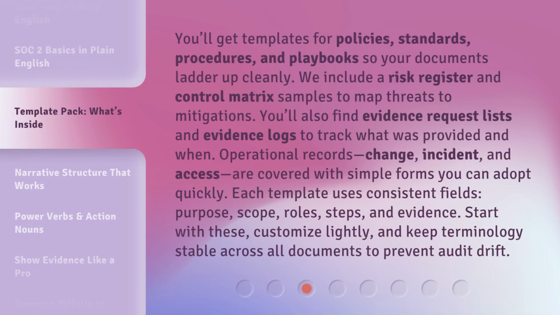You'll get templates for policies, standards, procedures, and playbooks, so your documents ladder up cleanly. We include a risk register and control matrix samples to map threats to mitigations. You'll also find evidence request lists and evidence logs to track what was provided and when. Operational records, change, incident, and access are covered with simple forms you can adopt quickly. Each template uses consistent fields: purpose, scope, roles, steps, and evidence. Start with these, customize lightly, and keep terminology stable across all documents to prevent audit drift.